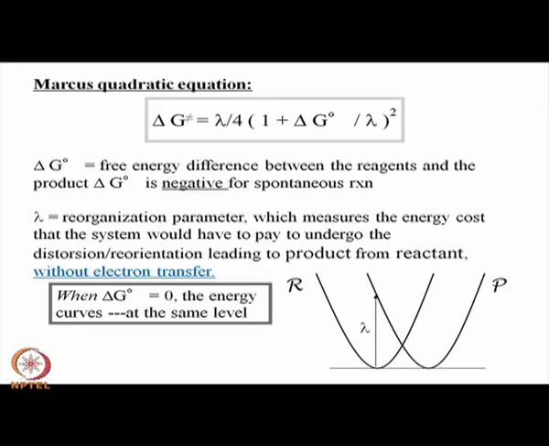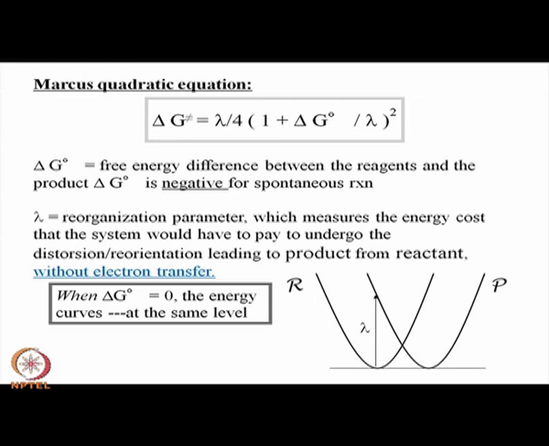Now, the Marcus quadratic equation: delta G double dagger is basically lambda by 4 into 1 plus delta G 0 by lambda whole square. This is your quadratic equation. Delta G 0 is the free energy difference between the reactant and the product, and delta G is negative for any spontaneous reaction. What is lambda? Lambda is called the reorganization parameter.